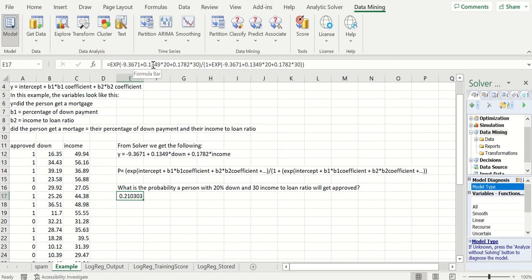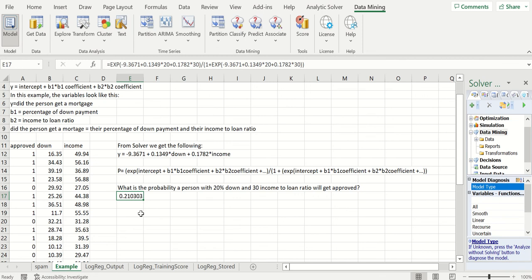The intercept, beta 1 that we got from our model, times the 20, which is given to us because we're trying to predict the probability that someone will get a mortgage with 20% down and 30% income to loan ratio. So our 0.1349 times 20, our 0.172 times 30. And because of the log function, this goes in the denominator, just like our equation says.